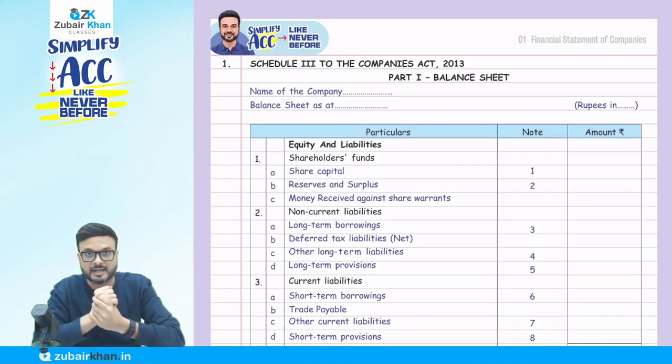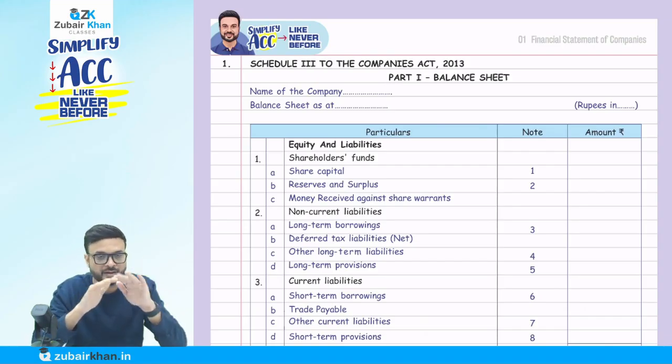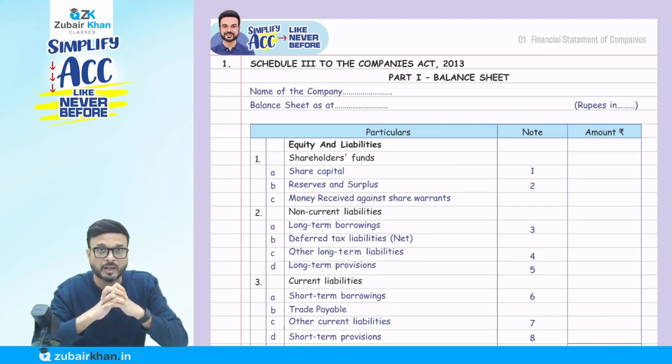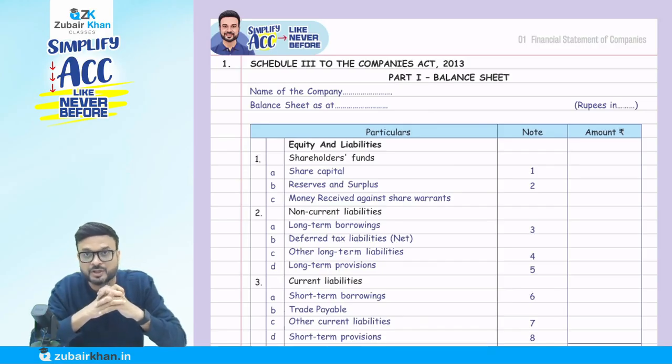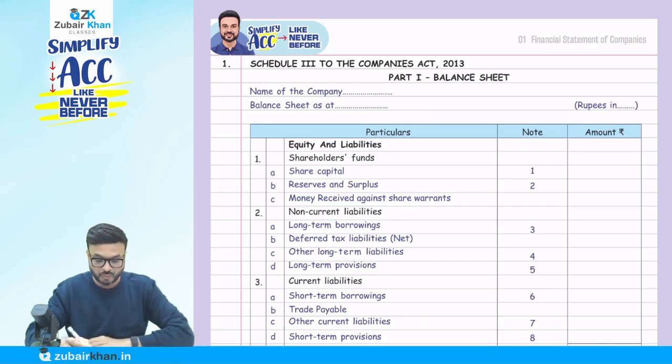Okay, so let's start. Almost 99% is already written there. If I say something to write, then you can write it there. Now, Schedule 3 to the Companies Act 2013, part 1 is the balance sheet. So how are we going to prepare it?